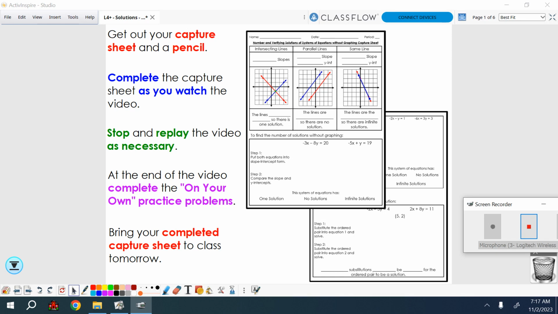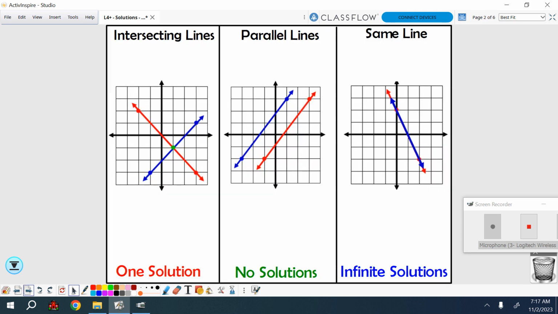So there's a way to tell how many solutions you have without actually graphing your lines. What you need to do is think about the types of lines you're going to have if you graph those lines. Intersecting lines have different slopes. So when you look at your slope-intercept form equation, if you have different slopes, your lines are going to intersect, and when they intersect, there will be one solution.